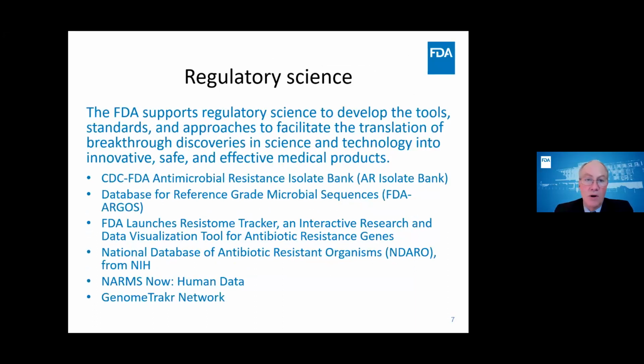And then finally, the fourth prong, regulatory science. We continue to work here with our colleagues in the interagencies. CDC and FDA have an antimicrobial resistance isolate bank. So we're collecting a lot of information there that can be analyzed and accessed. We have a database for reference grade microbial sequences. We've also launched an effort we call Resistome Tracker. And so this is an interactive research and data visualization tool for antibiotic resistance genes. And we have our national database of antibiotic resistant organisms at our National Institute of Health.